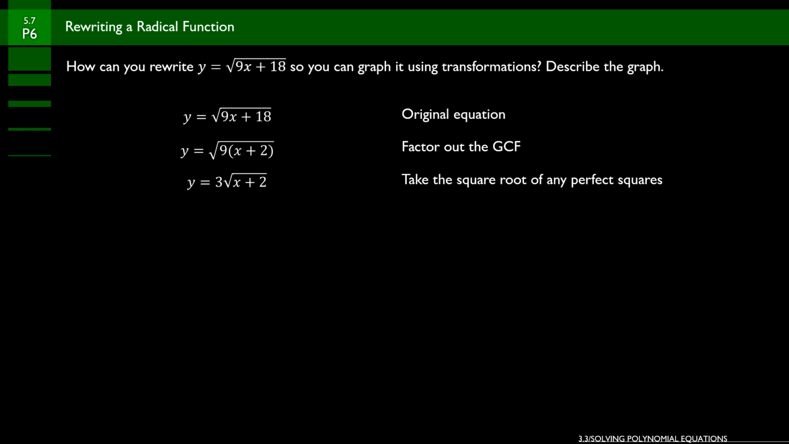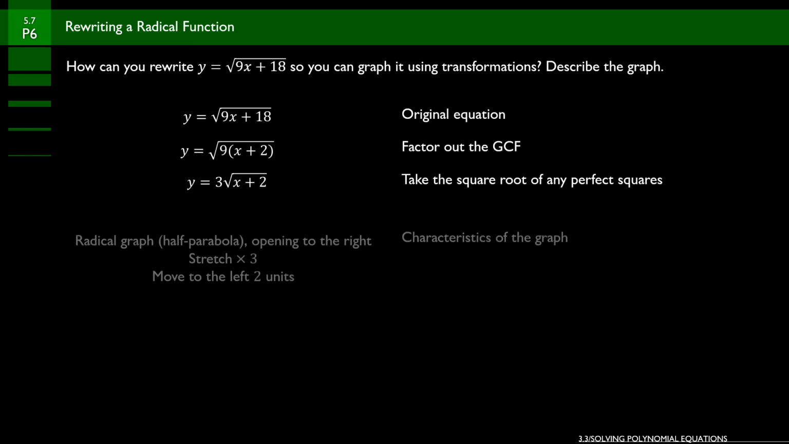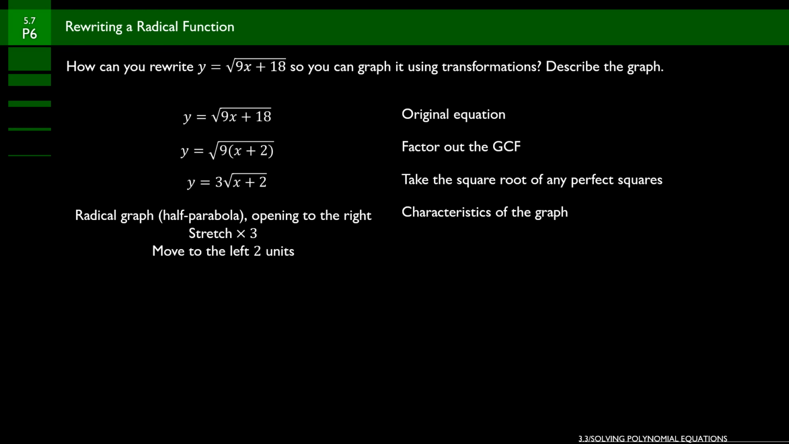At this point, we have an equation in the form of y equals a times the square root of x minus h plus k. We know that this is going to be a radical graph, which is a half parabola, opening to the right with a stretch of 3, and it's going to move 2 units to the left because we've got an h value of -2. There's not going to be any vertical movement because our k value is 0.